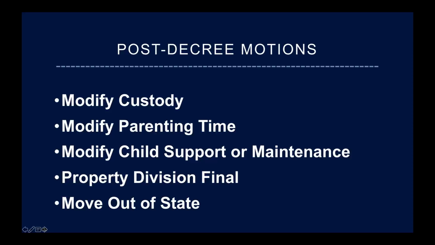Post-decree motions. In a divorce or a custody or parenting time paternity case, there are 4 or 5 main motions that can be brought: a motion to modify custody or parenting time, to modify child support or maintenance, or to move out of state with a child. Just know that property division motions post-decree are generally denied and thrown out immediately because the law says that property division is final once the judgment and decree is signed and executed. So you can't come back and relitigate an issue on property division.